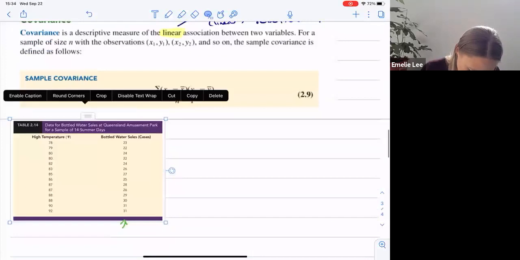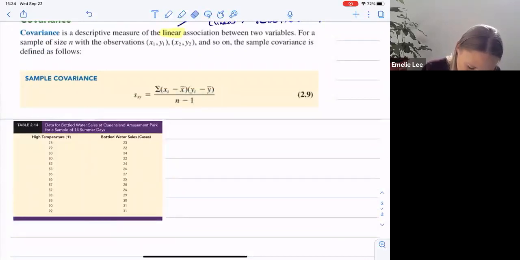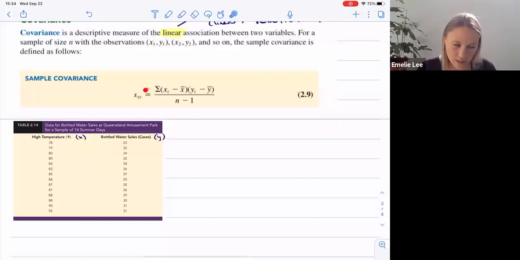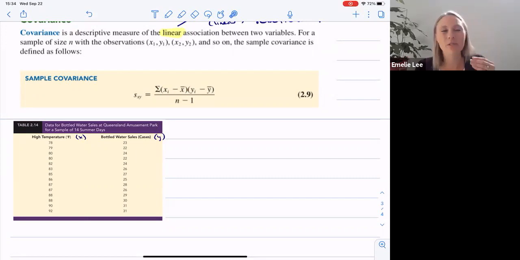What we would do and what we would have is the high temperature was our X and the bottled sales was our Y, right? So in terms of what we would do to calculate the covariance, if we were doing it by hand, even if we're doing it by hand in Excel, that's fine. I just mean if we have to work out this formula by ourselves. But of course, there are built-in functions in both Excel and R and whatever else you want to use.